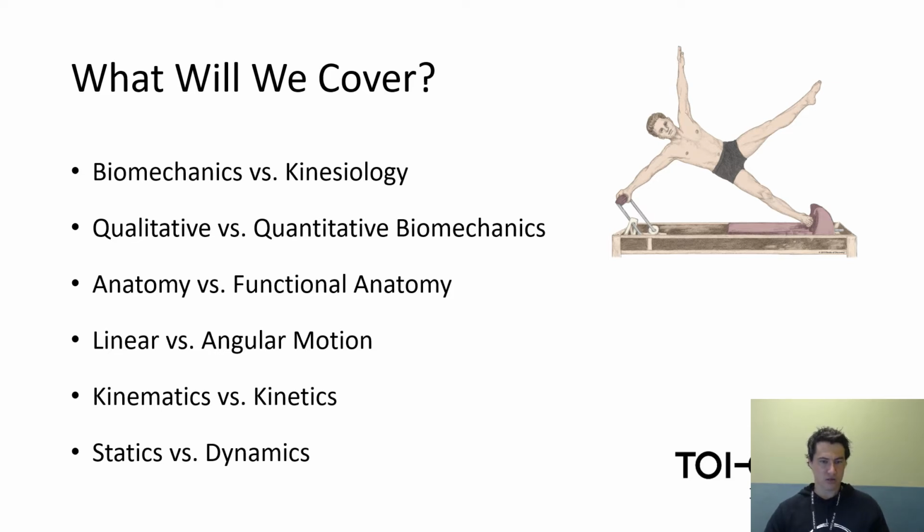We'll chat about anatomy, which is something that you know lots about already, but then we'll look at what functional anatomy is. Linear versus angular motion, so how objects, people, segments of the body move and how we describe those. And then we'll look at different ways of analyzing biomechanical movements, the forces that produce those movements in terms of kinematics and kinetics. And then we'll look at the difference between statics versus dynamics.